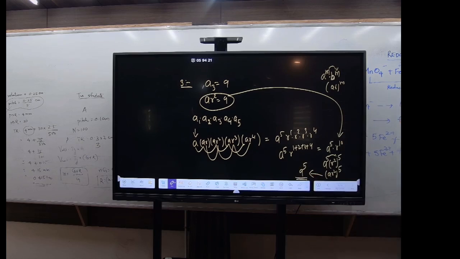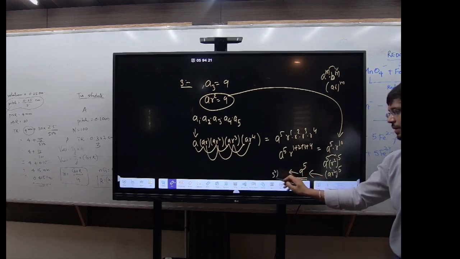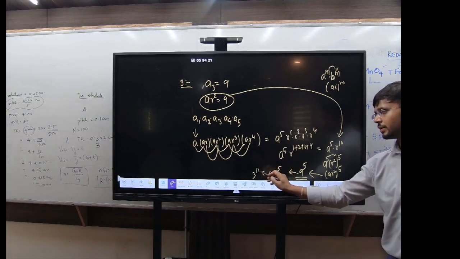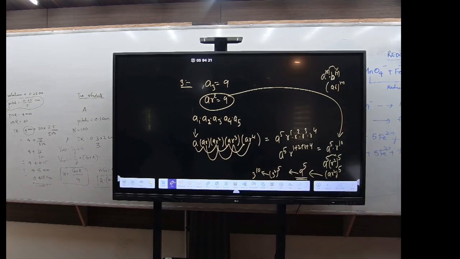But that answer is not given in the options. So 9 can also be written as 3 square. The answer is given in terms of 3. So 3 square to the power 5, which is 3 to the power 2 into 5, that is 3 to the power 10. See question number 4. Is that understood? Easy questions.